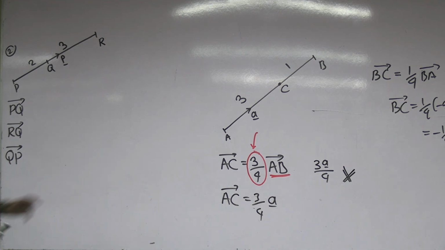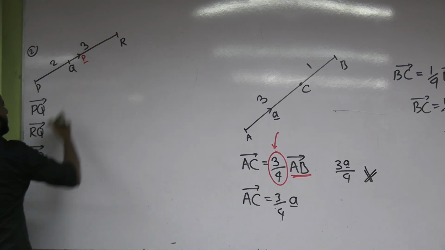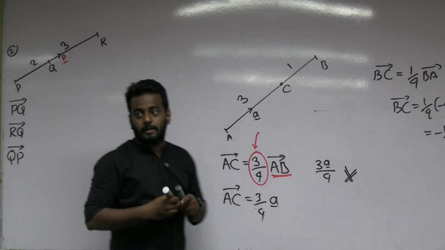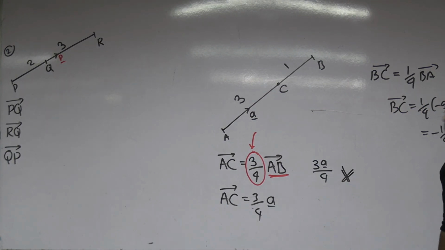Okay. So the ones who finished this, just try this also. We have the 3 points P, Q, R, and the vector PR is simple P. We are supposed to find the vectors PQ, RQ and QP.